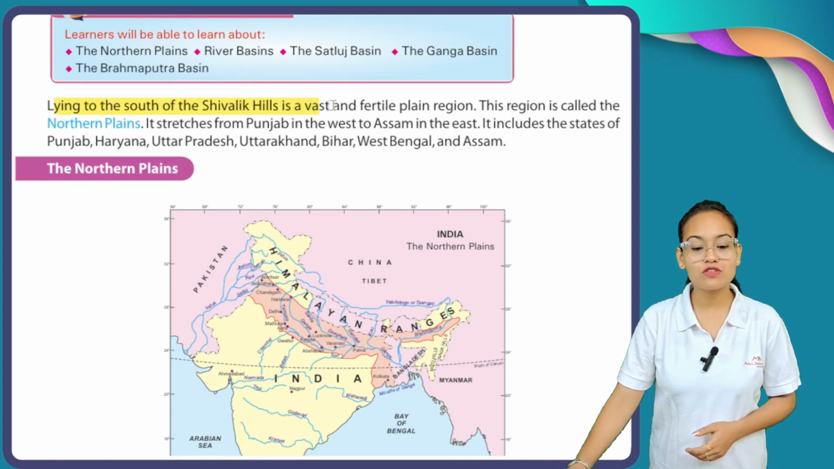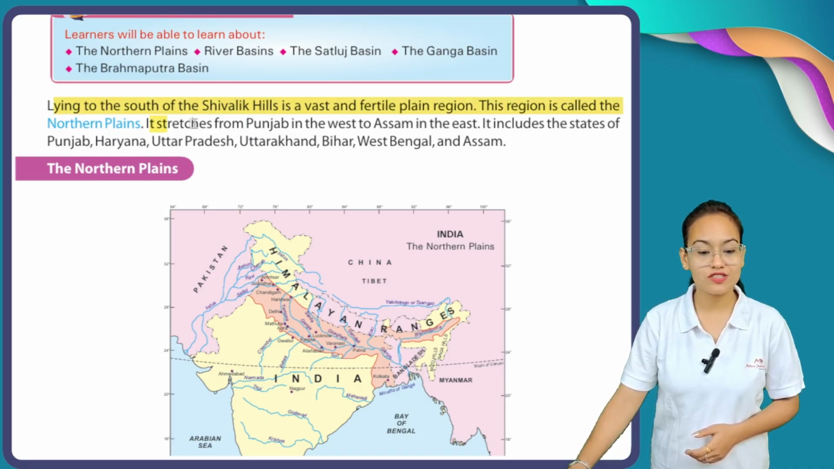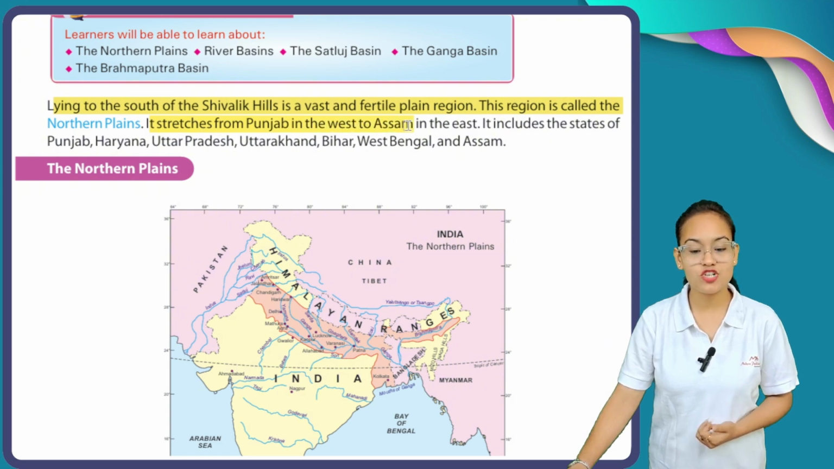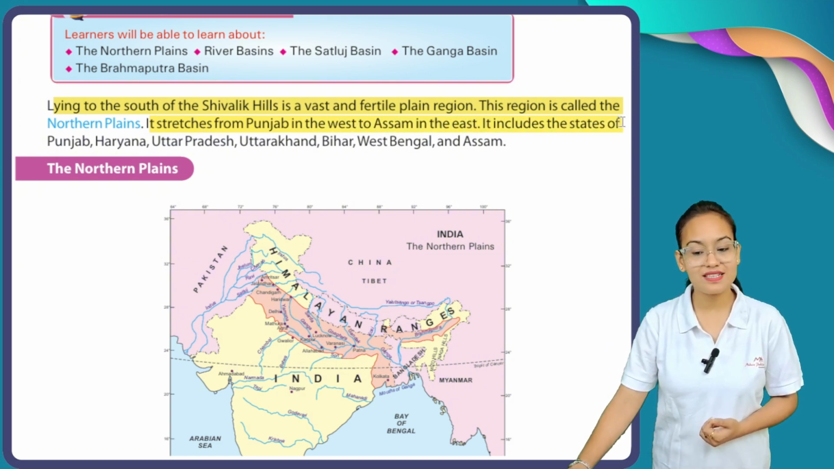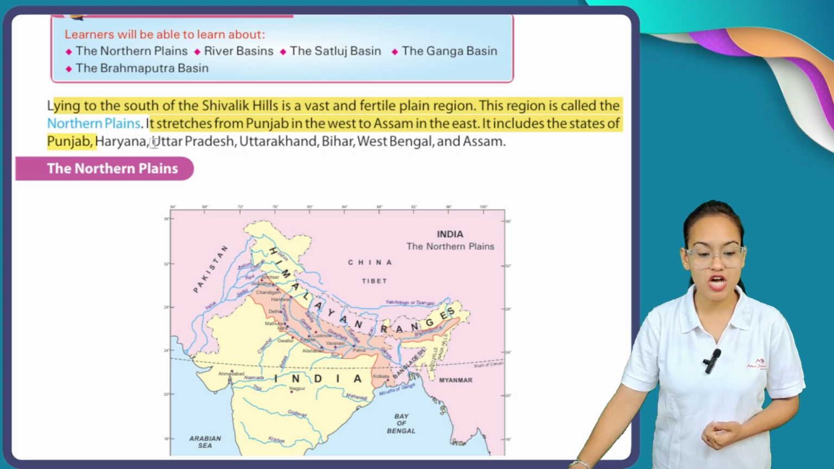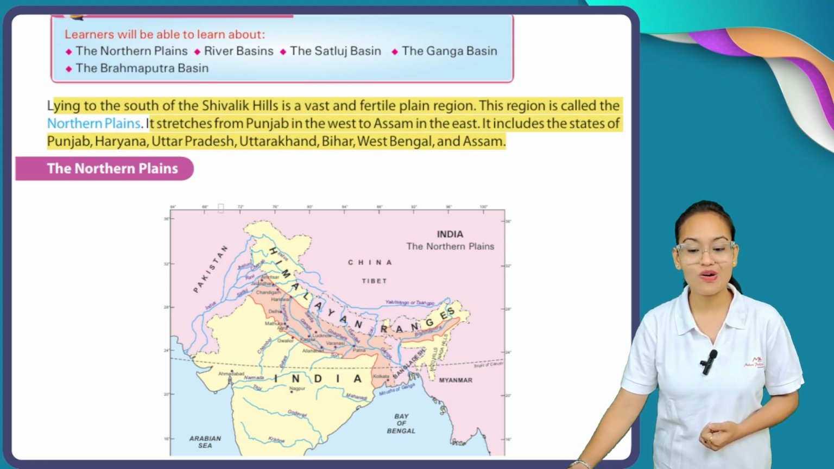Lying to the south of the Shivalik hills is a vast and fertile region. This region is called the Northern Plains. It stretches from Punjab in the west to Assam in the east. It includes the states of Punjab, Haryana, Uttar Pradesh, Uttarakhand, Bihar, West Bengal, and Assam.